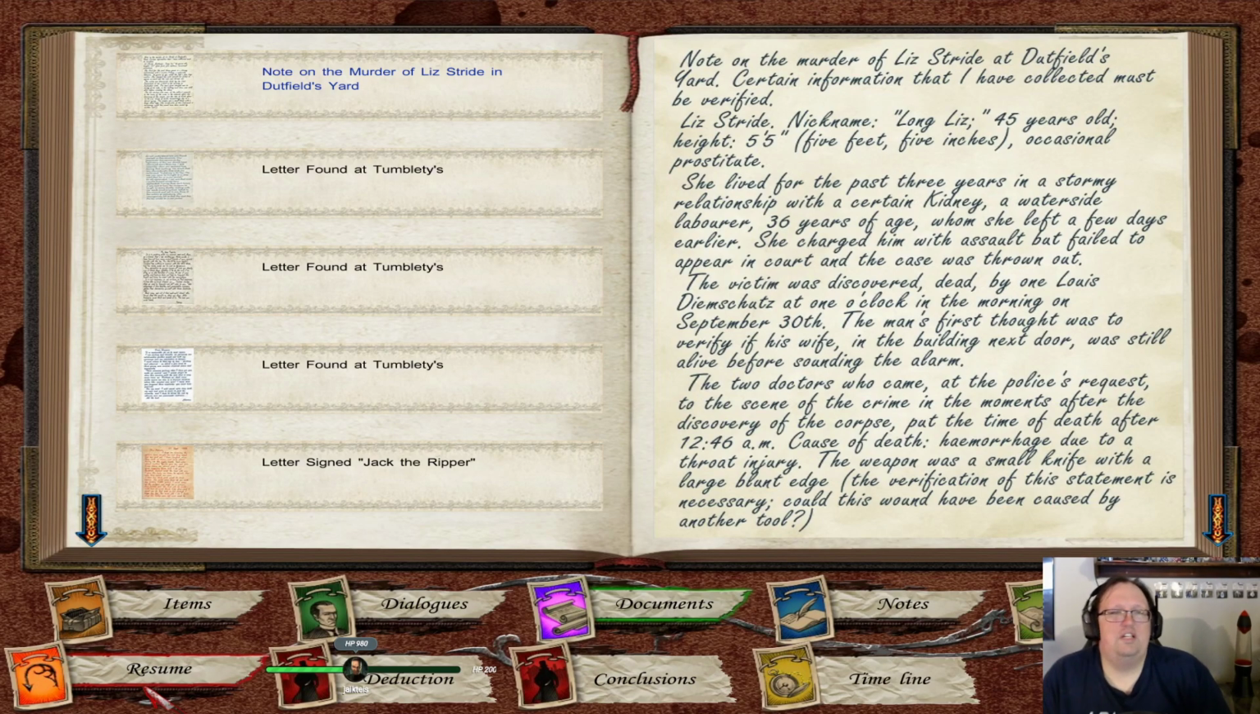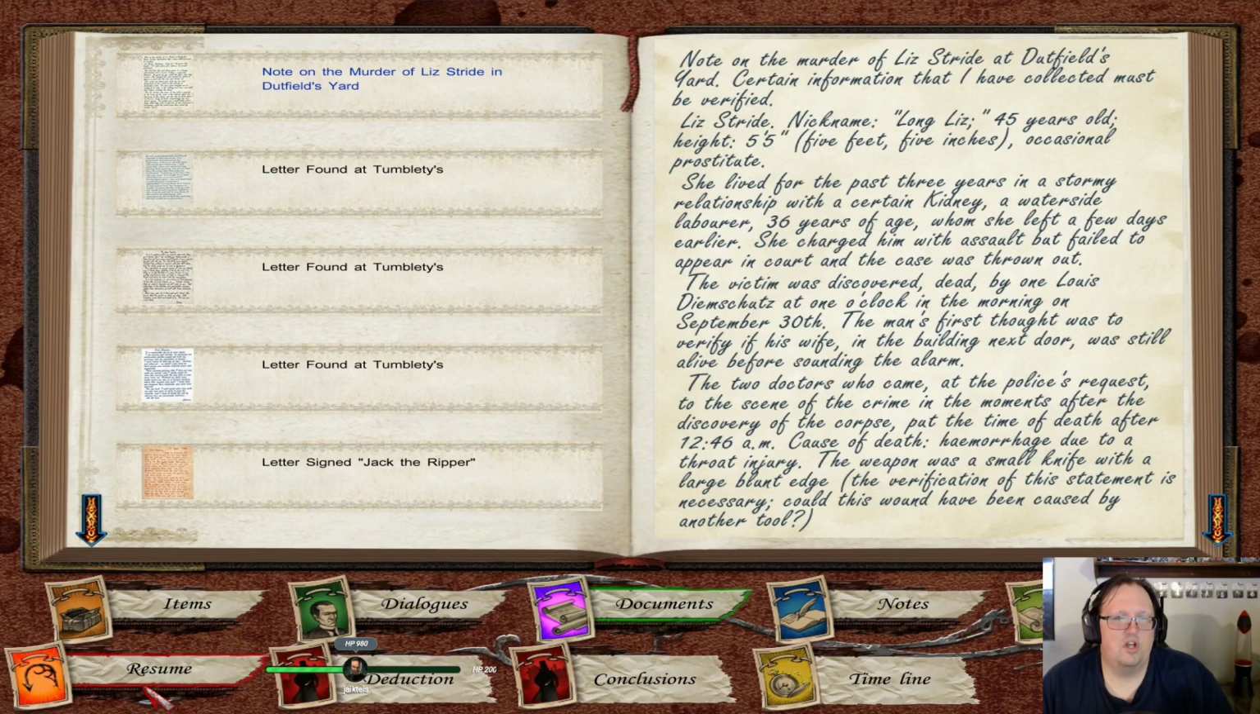Note on the murder of Liz Stride at Dutfield's Yard. Certain information that I have collected must be verified. Liz Stride, nickname Long Liz, 45 years old, height 5 feet 5 inches, occasional prostitute. She lived for the past 3 years in a stormy relationship with a certain Kidney, a waterside laborer, 36 years of age, who she left a few days earlier. She charged him with assault but failed to appear in court, and the case was thrown out. The victim was discovered dead by one of Louis Dime's men at 1 o'clock in the morning on September 30th.